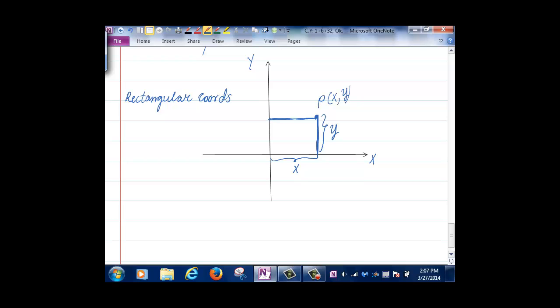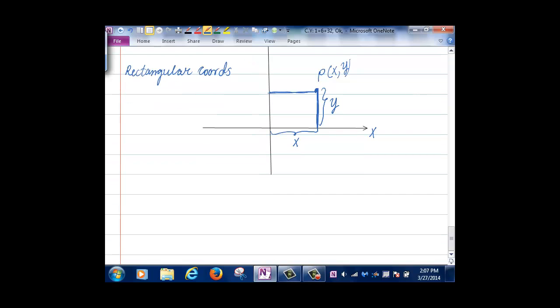Everybody understands that? Okay, so given a point, how many different rectangular representations does it have? If I give you a point P and ask you how many different rectangular representations the point has? Just one. This is a unique representation, right?